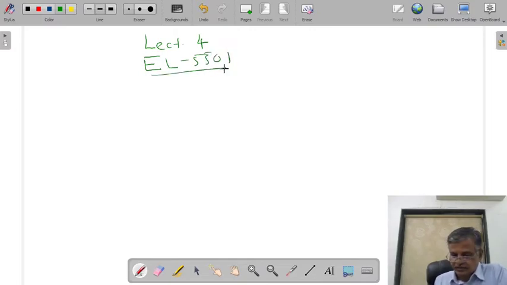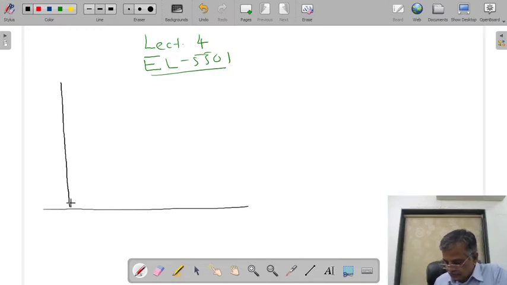In the last lecture, we have seen the normalized transfer characteristics of the differential amplifier. Some of the points of that I am discussing again, then we will proceed to the next topic. This is the characteristics of the differential amplifier.